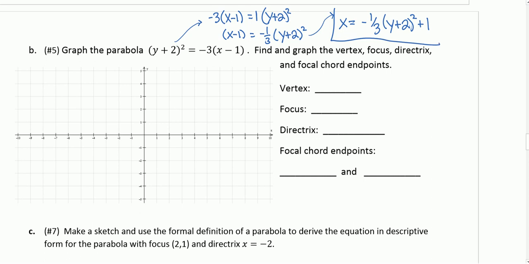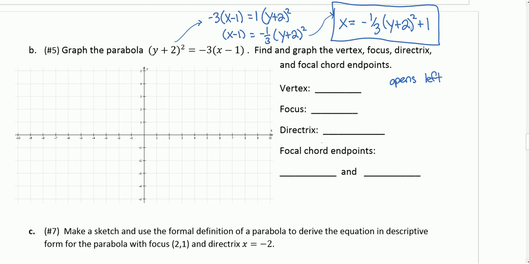So everything's going to come off of that equation. First of all, notice it's an x equals parabola, which because it starts with x equals, it's going to open along the x-axis, left or right. Then because it starts with the negative 1/3 in front, it's opening in the negative x direction, which is a left opening parabola. So opens left. I'm going to take note of that.